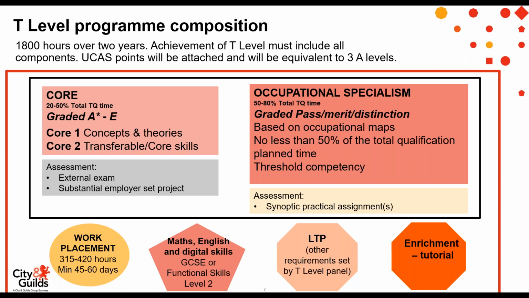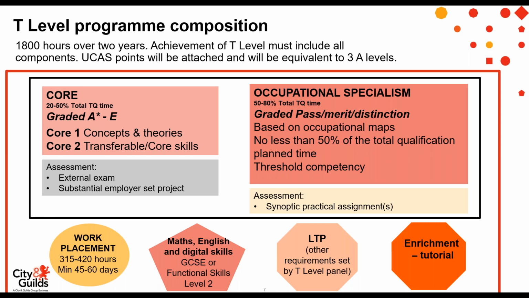Within construction, it will be carpentry, joinery, bricklaying, plaster and paint. And within BSE, you've got multiple routes: electrical, plumbing, heat and vent, etc. And those are the elements that City and Guilds focus on. With regards to the occupational specialism, that is assessed by a synoptic practical assignment. And within that, the knowledge is assessed within that product as well.